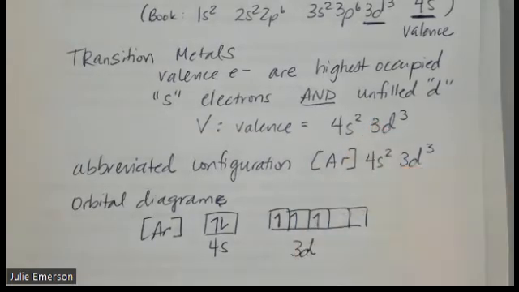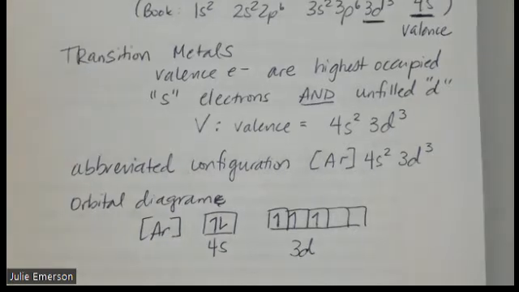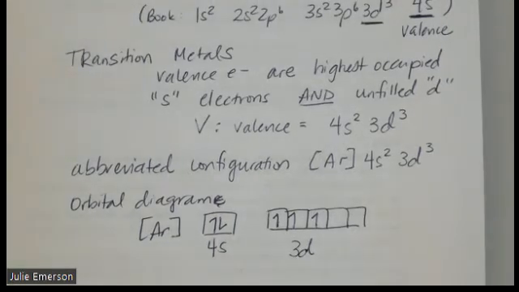Third electron, third box, arrow up. So that would be the orbital diagram for the vanadium. All right, 4s2, 3d3. So we've gone through electron configurations, orbital diagram, valence versus core.